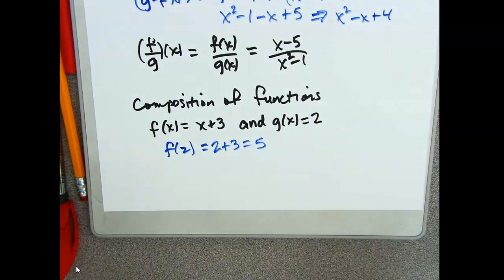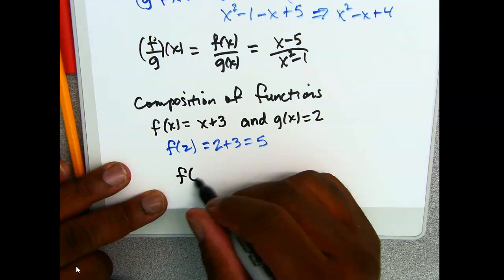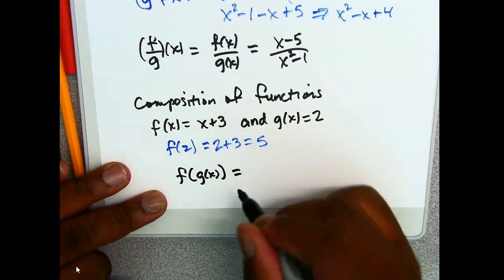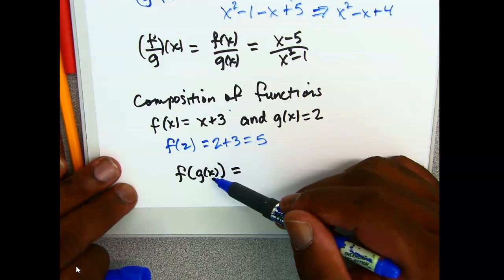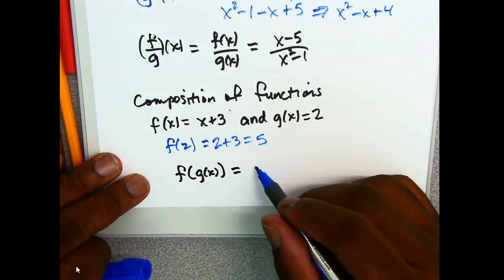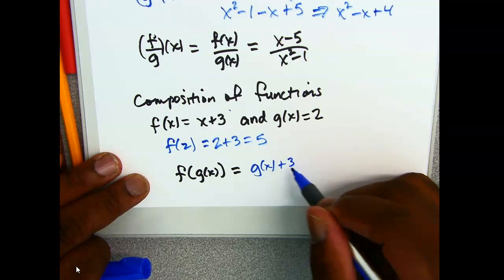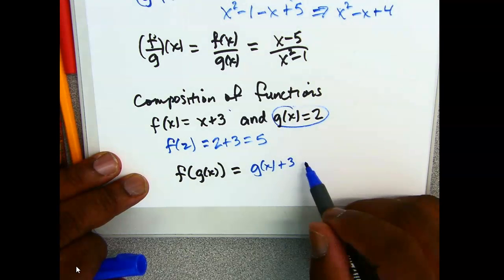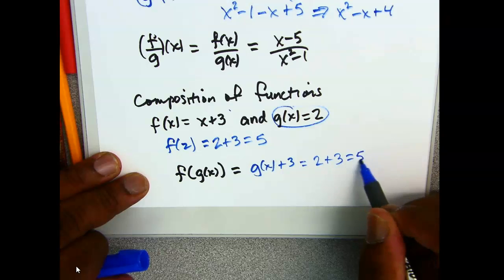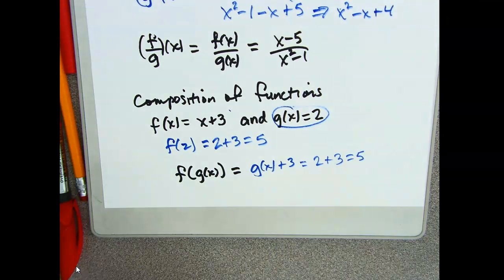Well, what if instead I asked you to evaluate f of g of x? It is the exact same concept as just substituting in the 2. In your function f, everywhere you have an x, you're going to replace it with g of x. So f of g of x would be g of x plus 3. And then we have already defined that g of x is equal to 2, so that's 2 plus 3, and that's equal to 5. So what we have to get comfortable with is inputting values that are not numerical, not constant.